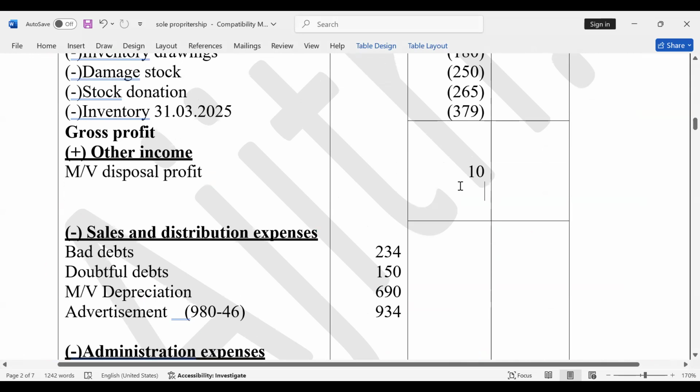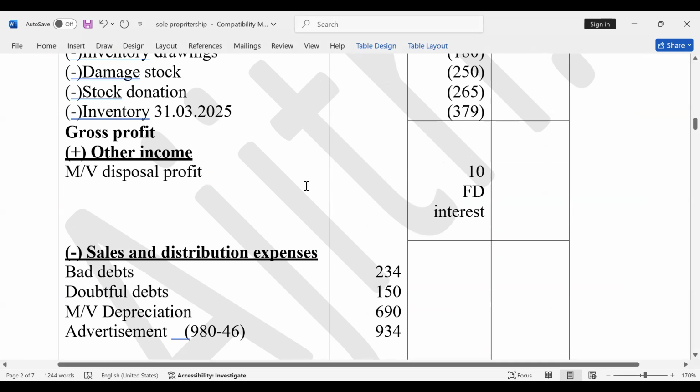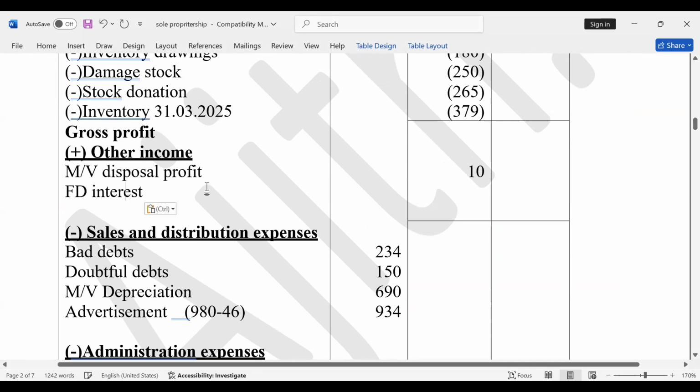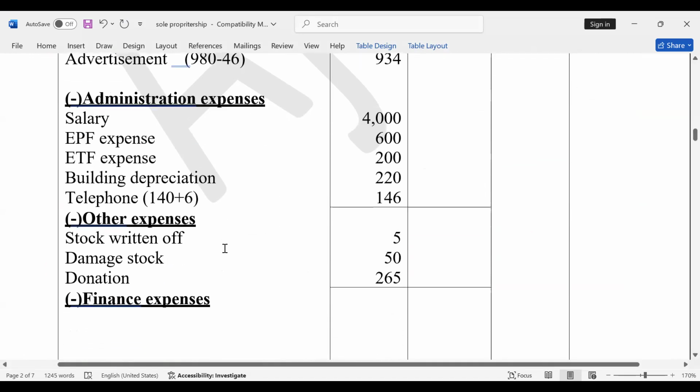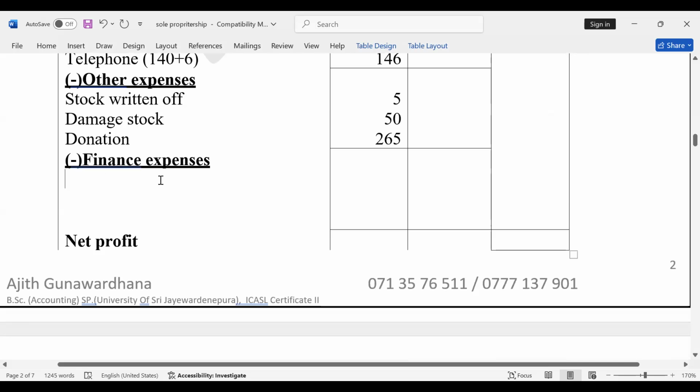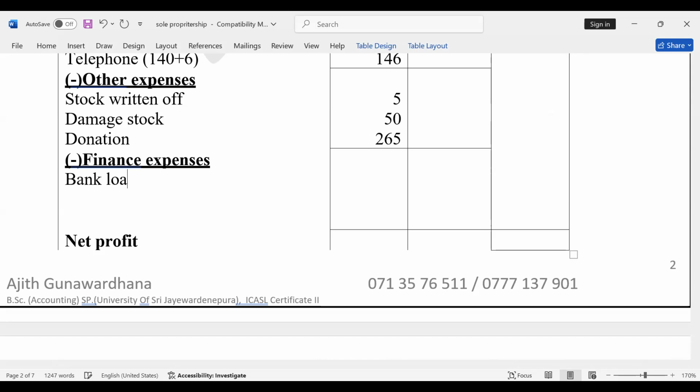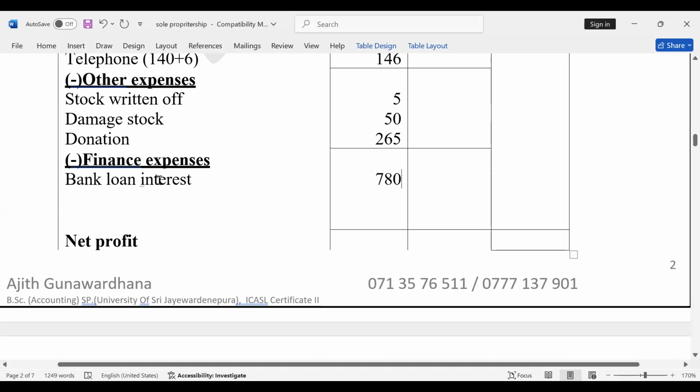And other income as fixed deposit interest is 1,300. FD interest. Think, fixed deposit interest and other income value equals 1,300. As well as loan interest should be recorded as a finance expense. Bank loan interest, that is an expense. Loan interest expense equals 780 based on the accrual concept, whether paid or not, for the year.